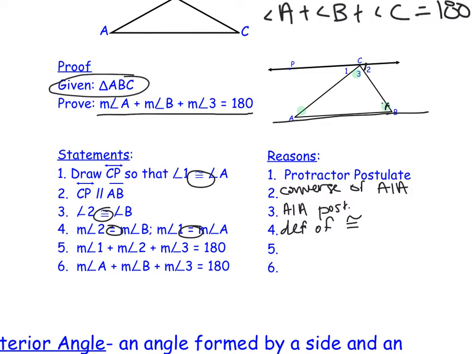Then what you can say is that 1 plus 2 plus 3 are all going to add up to be 180, and that's going to be angle addition. Those three angles all go together to form a straight line, so this straight line right here. So that all has to add up to 180. And then we can use some substitution to fill in angle 1 and angle 2 as angle A and angle B. And that's going to be the end of it.